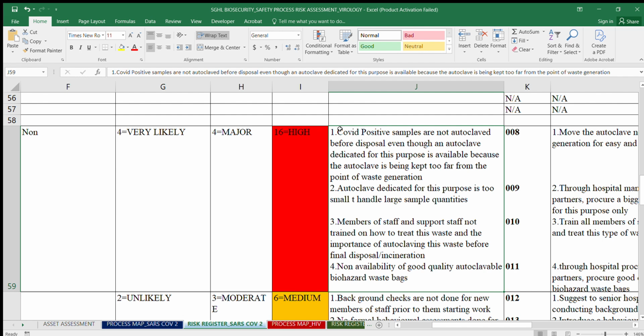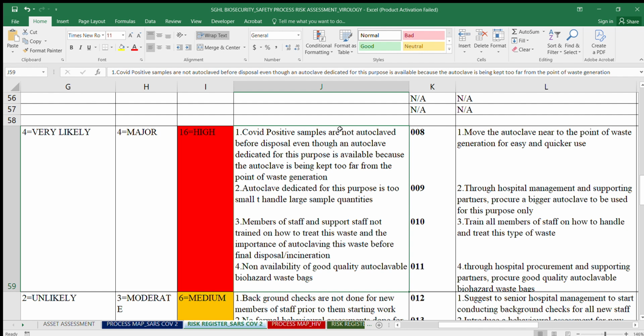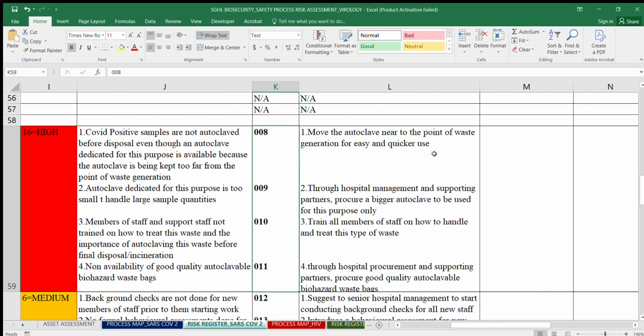Then maybe another reason may be non-availability of good quality autoclavable biohazard waste bags. Maybe you do not have the biohazard waste bags that are autoclavable, and therefore if you use the other types of waste bags, there's going to be a lot of leaking as the autoclaving process is happening, and therefore you'd rather just discard these samples in your waste bin without treating this particular waste.